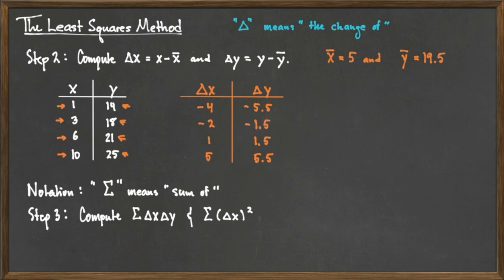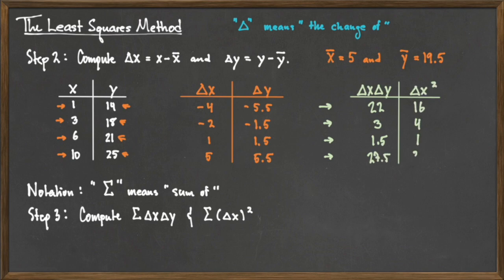But when I see the sum of stuff, it just means that I'm taking the sum of a whole bunch of terms. So I'm going to use another chart. In one column, I'm going to compute all the products of my delta x and delta y values, and then I'll compute the value of delta x squared. So all of our delta x times delta y values are going to be listed as follows, and all of our delta x squared values are going to be listed as follows.